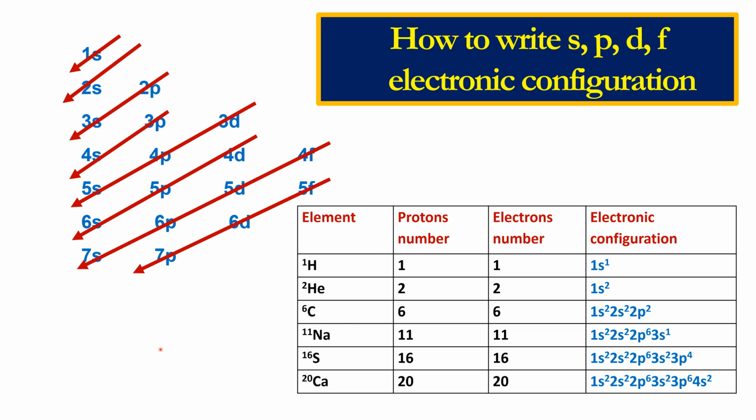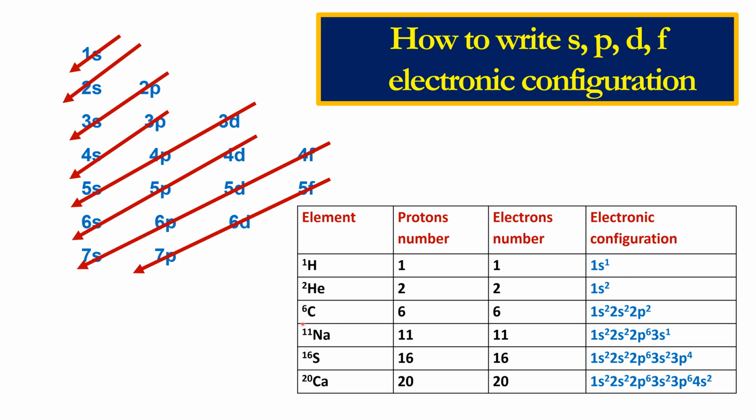So now let's look at some examples. If you are asked to write the electronic configuration for hydrogen, hydrogen has atomic number 1, so it has 1 proton and 1 electron because number of protons must be equal to number of electrons. So the electronic configuration is 1s1. It is just 1 here because hydrogen has just 1 electron.